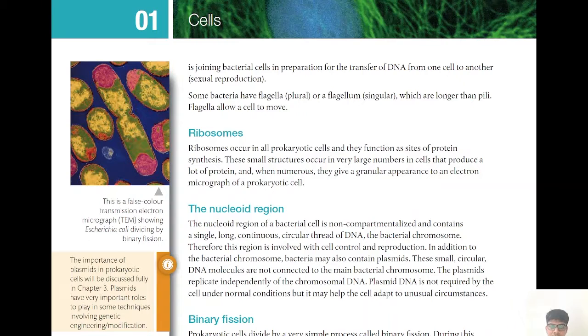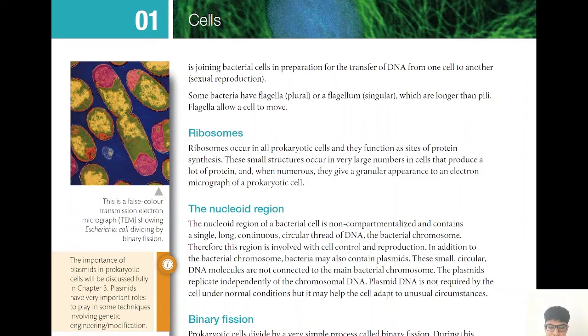So the nucleoid region of the bacterial cell is non-compartmentalized. It is not divided into different parts and contains a long single continuous circular thread of DNA, the bacterial chromosome. Therefore, this region is involved with cell control and reproduction.